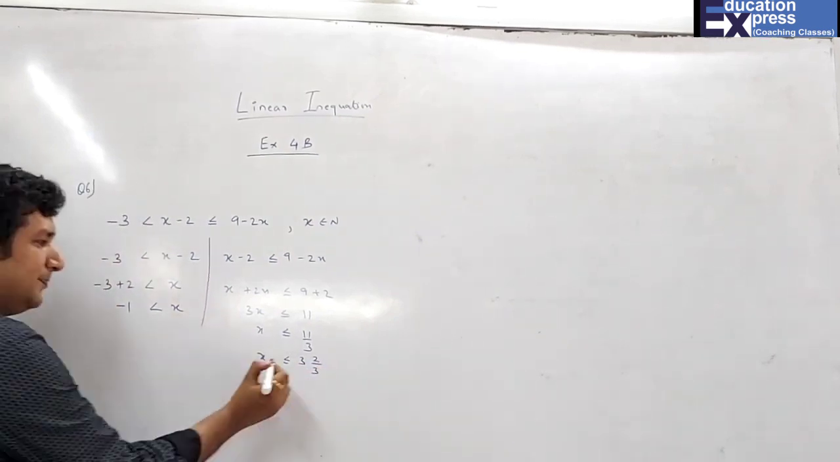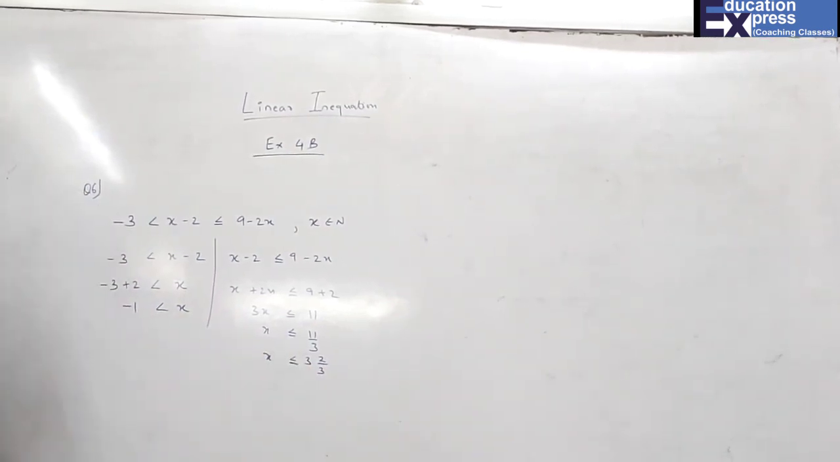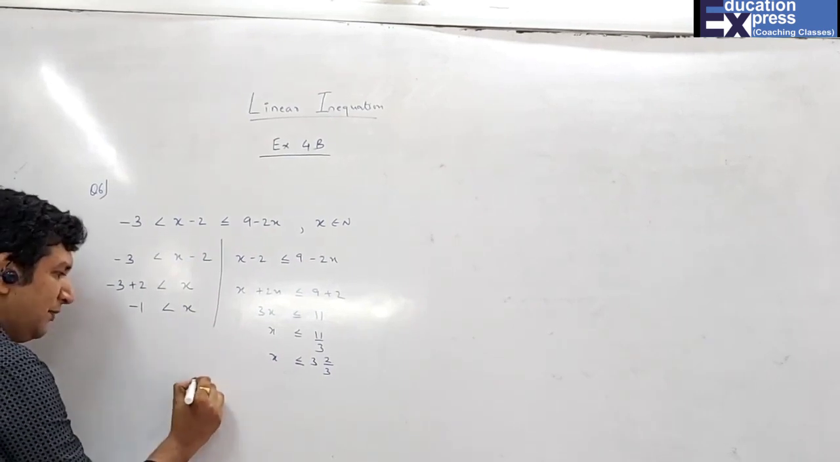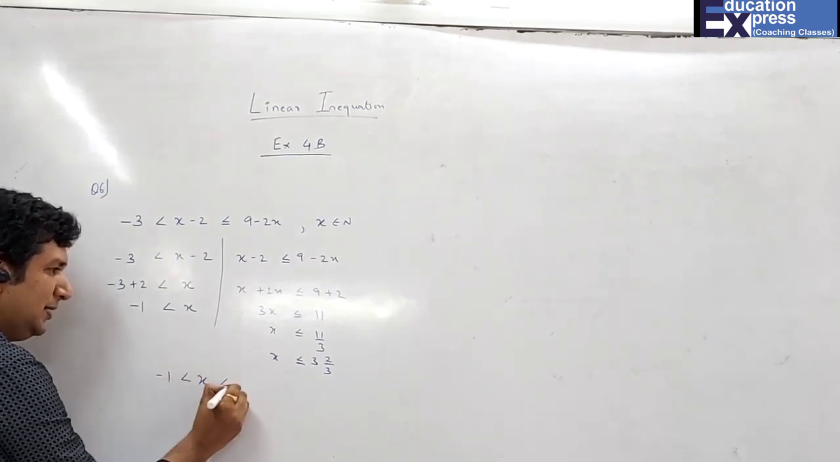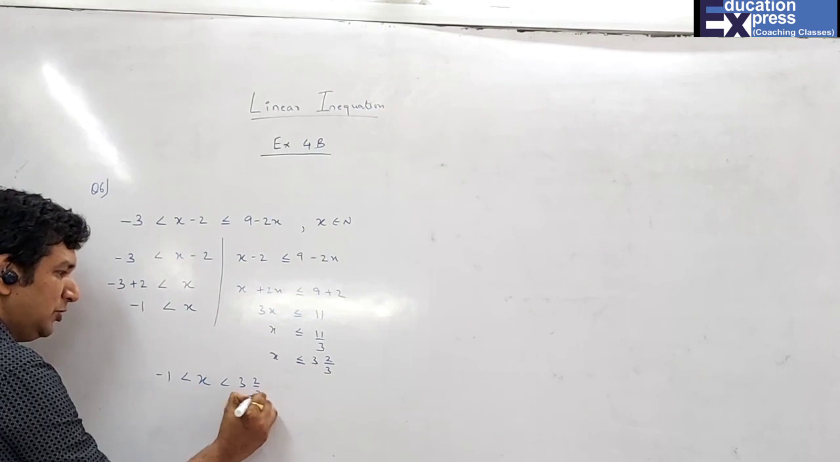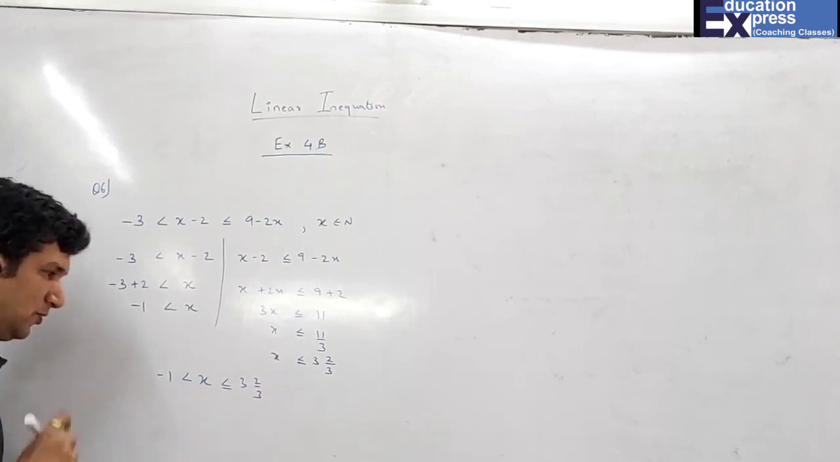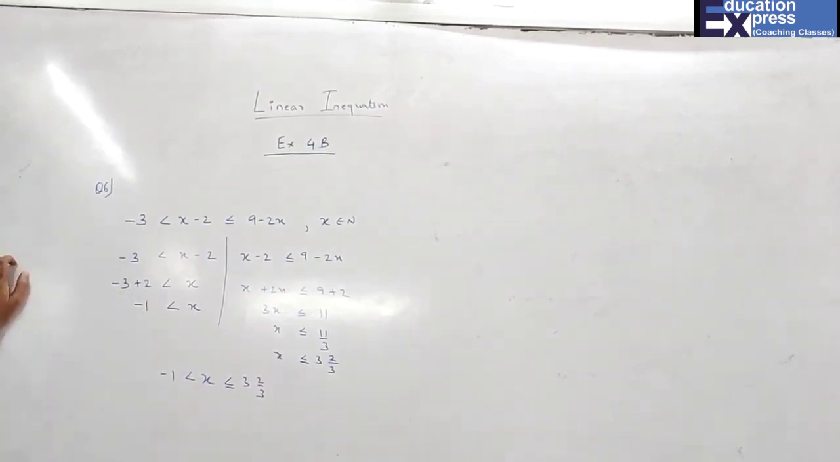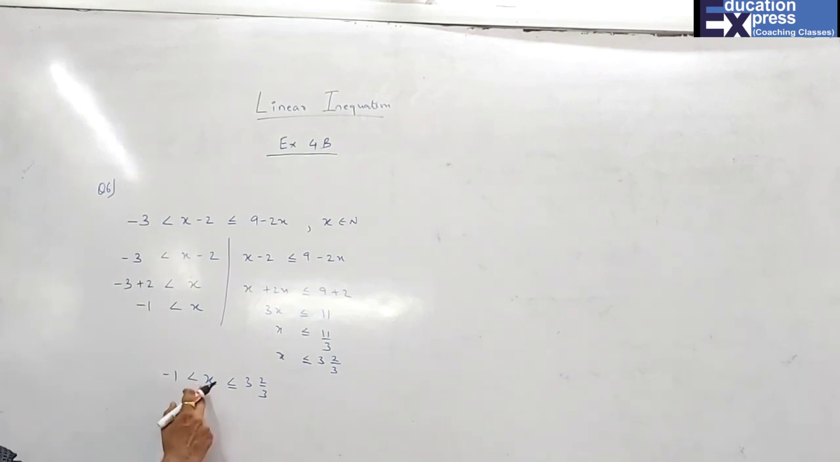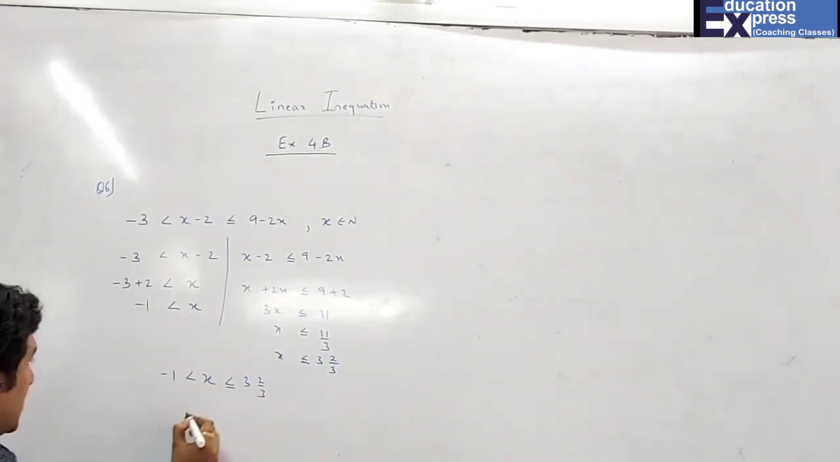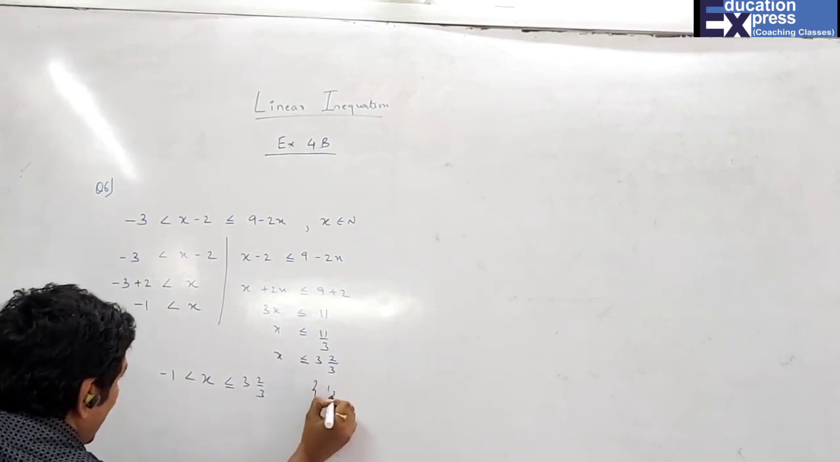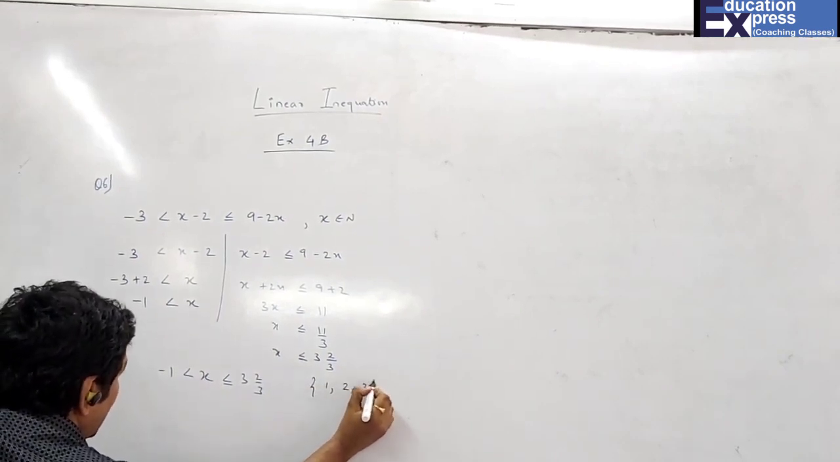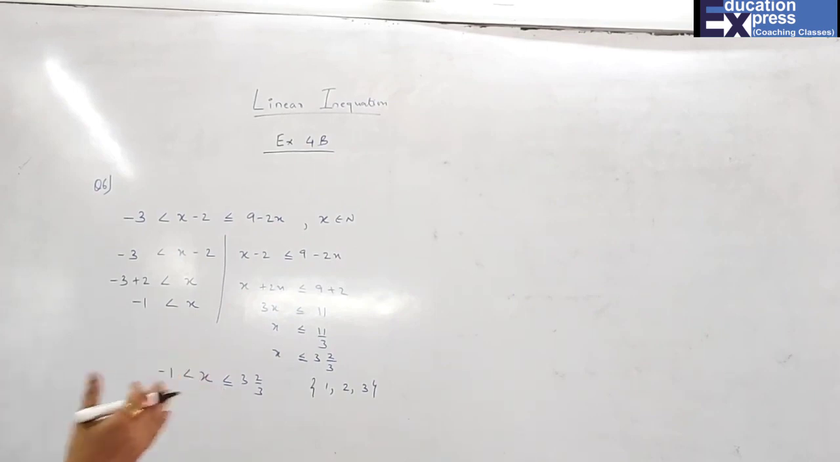So x will come in the center, more than -1, less than 3 2/3. Now I have to list and also find the natural numbers. Natural numbers obviously start only with 1. So if I list it, I'll get 1, 2, 3. That's all, because 3 2/3 is the last.